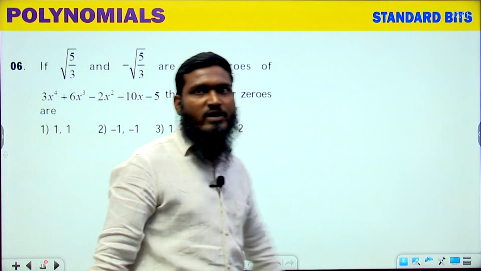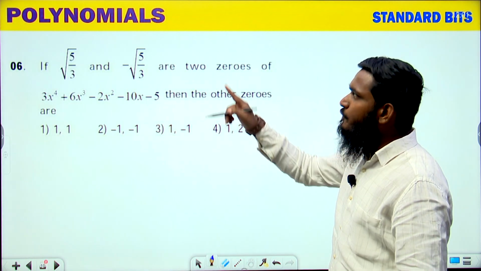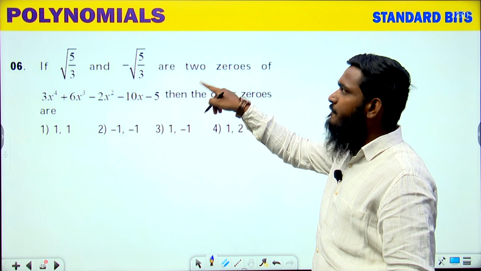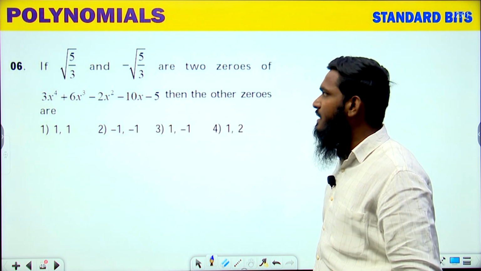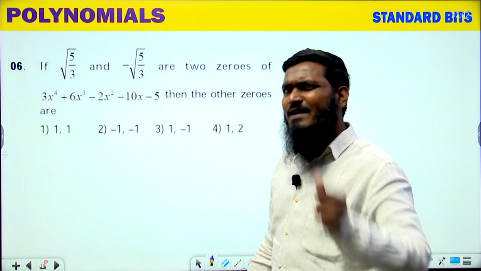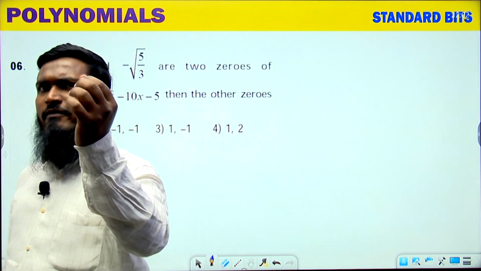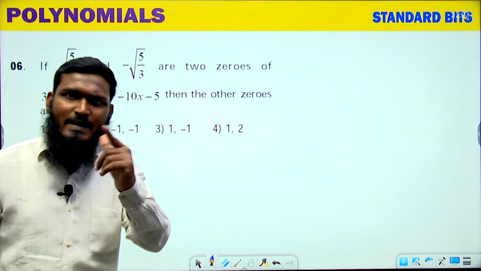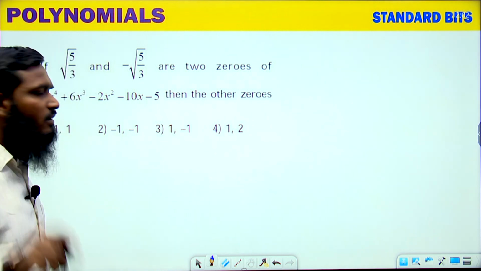Now let us go with the next question over here. If root 5 by 3 and minus root 5 by 3 are two zeros of this polynomial, then the other zeros are. Whenever these questions are asked, we have a very simple trick. By using that simple trick, we can directly give the answers over here. Let us see this part.